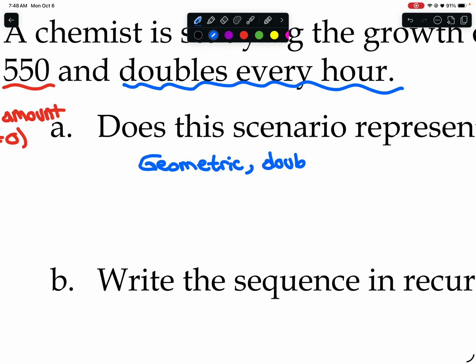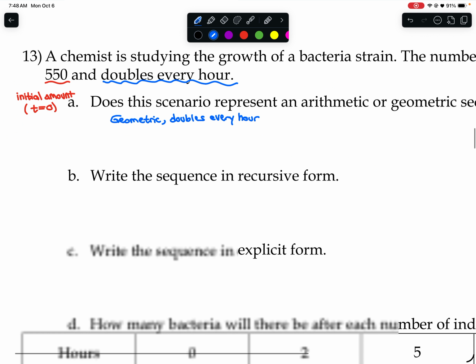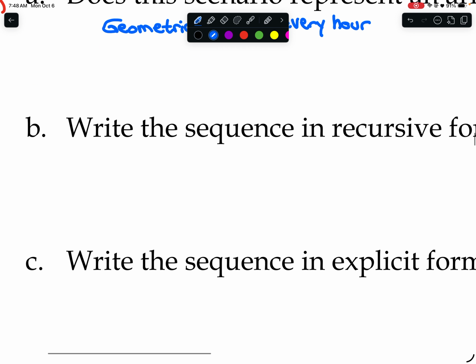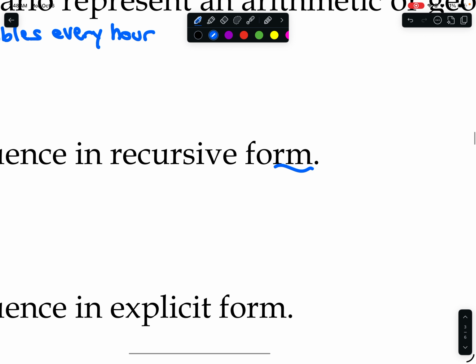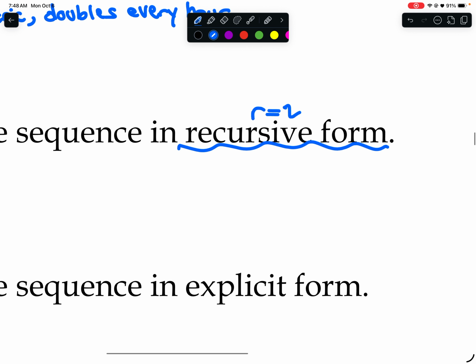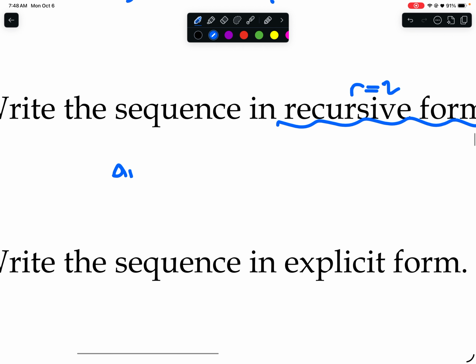And you could just say because it doubles every hour. So now we want to write the sequence in recursive form. With recursive form, the only thing that we're going to need is the common ratio. And we know that because it doubles, my r value is going to be equal to 2. So my recursive form is going to be a sub n equals a sub n minus 1 times 2.